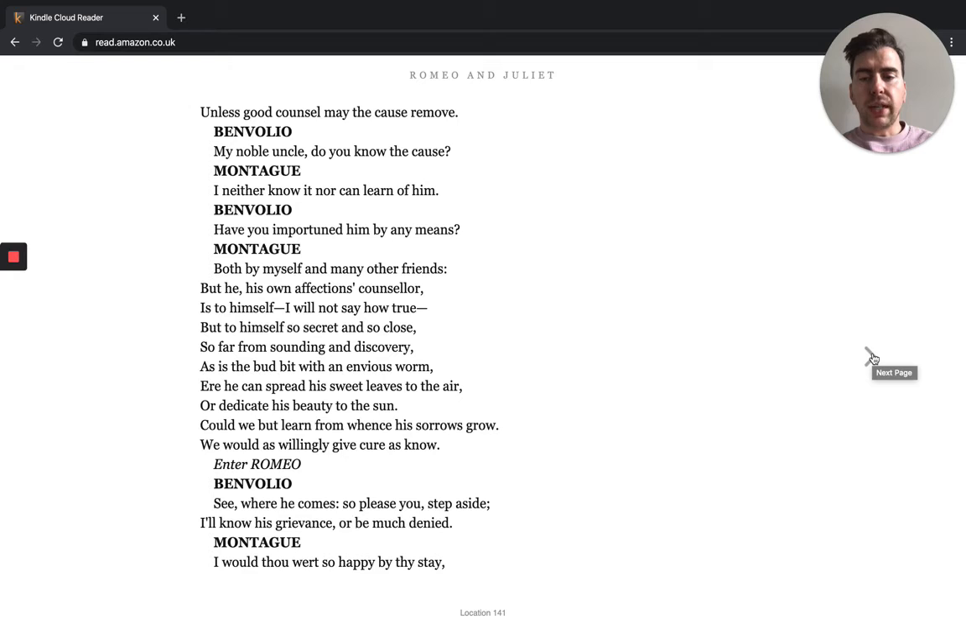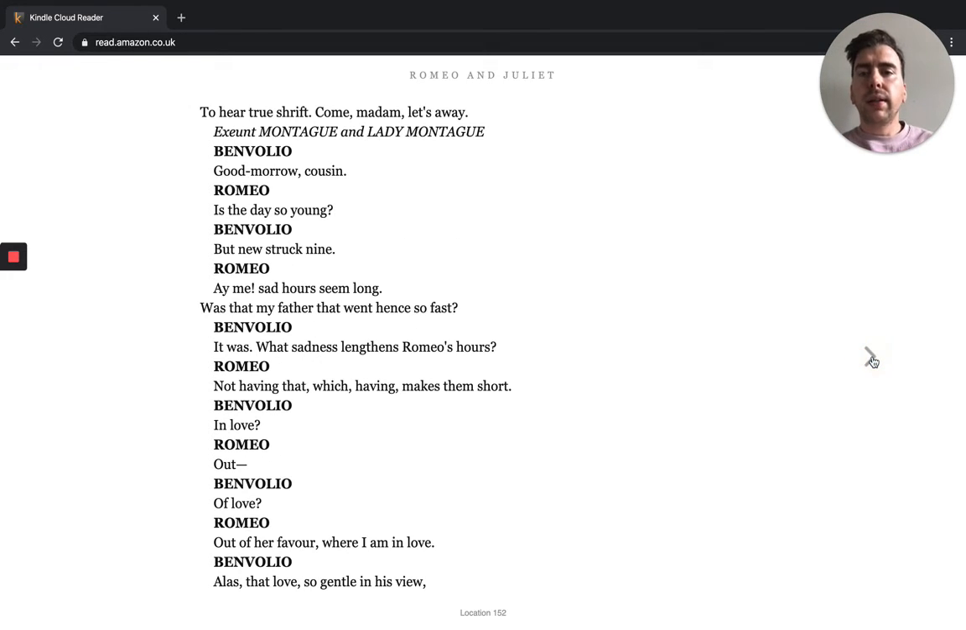I would thou wert so happy by thy stay to hear true shrift. Come, madam, let's away. Exeunt Montague and Lady Montague.